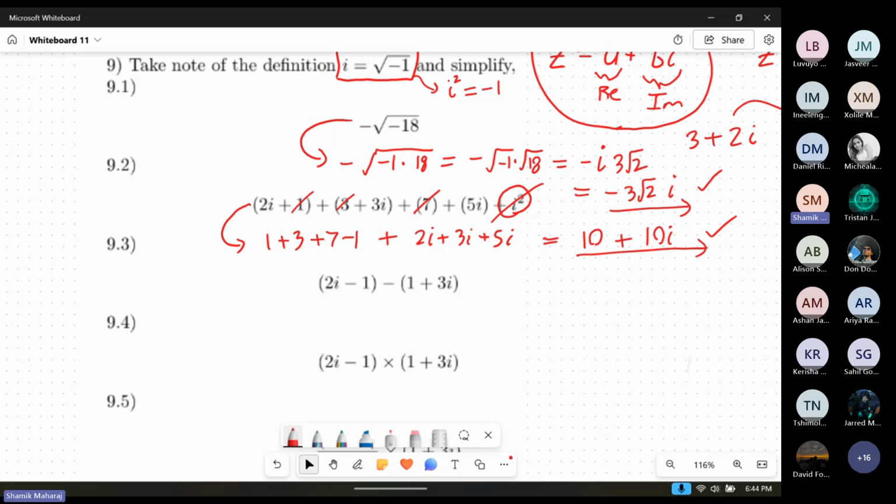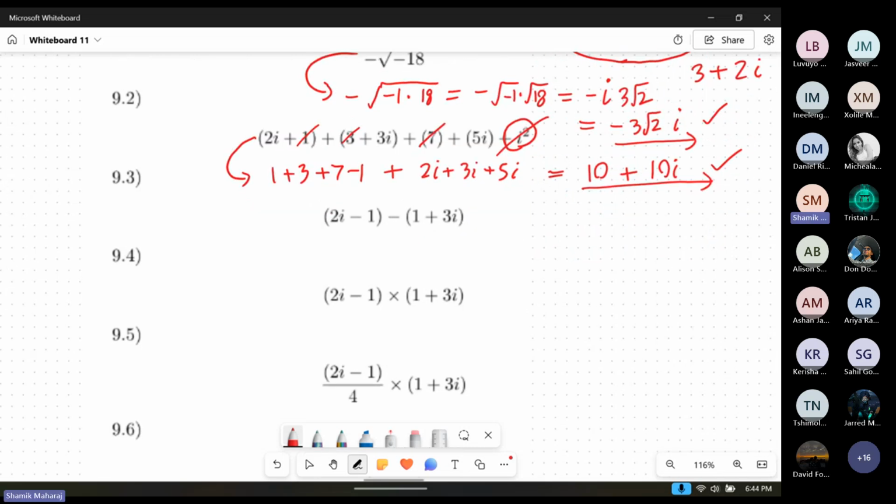Now 9.3, subtraction. So this one's not bad as well. You just have to be careful with this negative sign. Distribute in the brackets. So this is 2i minus 1. The negative distributes and becomes -1, -3i. And then it's the same story as before.